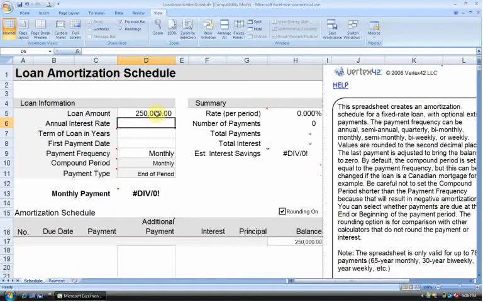Next up, in cell D6, we have the annual interest rate. This represents the rate at which we are borrowing the money. We're going to assume 6% per year.